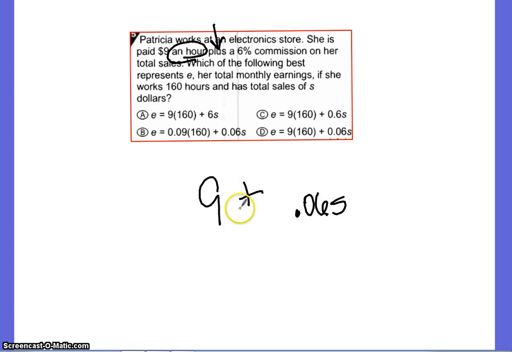Okay, the only thing we did not include was the an hour. Did they tell us how many hours? 160. So it's actually 9 an hour, so it's 9 times 160 hours plus 0.06 over commission. You should know that it can't be this and it can't be this because they didn't change 6% correct. And then you need to know that 9 was just money. It doesn't get changed. So your answer is D.